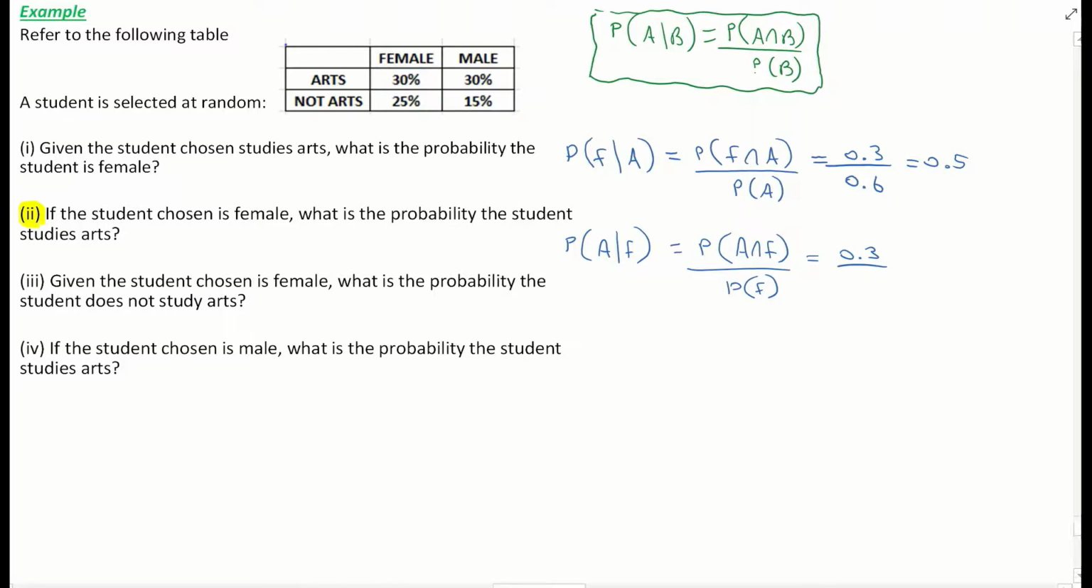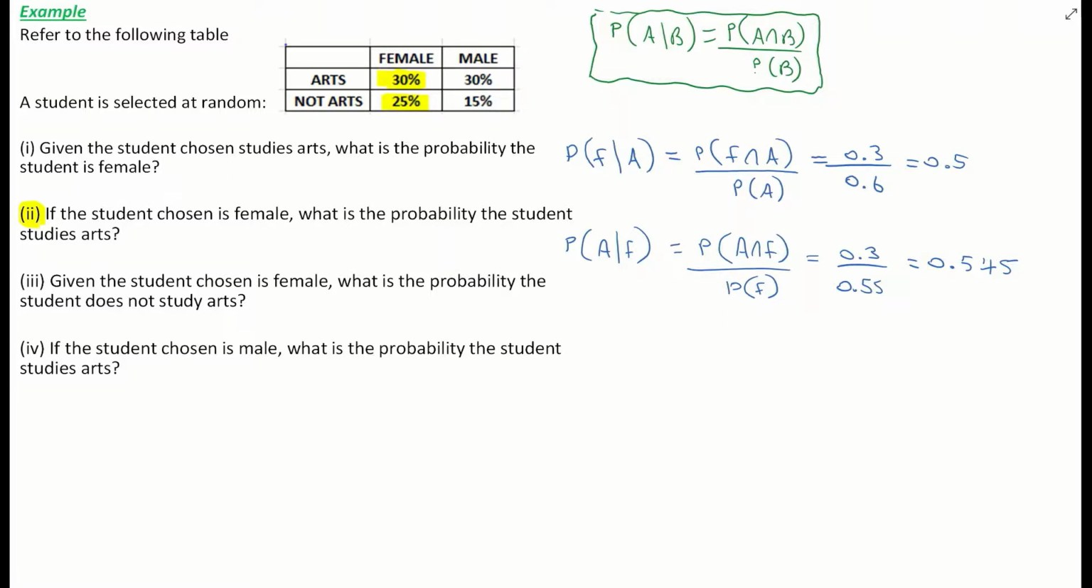So what percentage of this population sampled is female? Well, it's the 30 and the 25. So that is 55% or 0.55. And if I simplify that as a decimal, I get 0.545. So that is basically telling me that 54.5% is the probability that we pick a student who studies arts given that they are female.